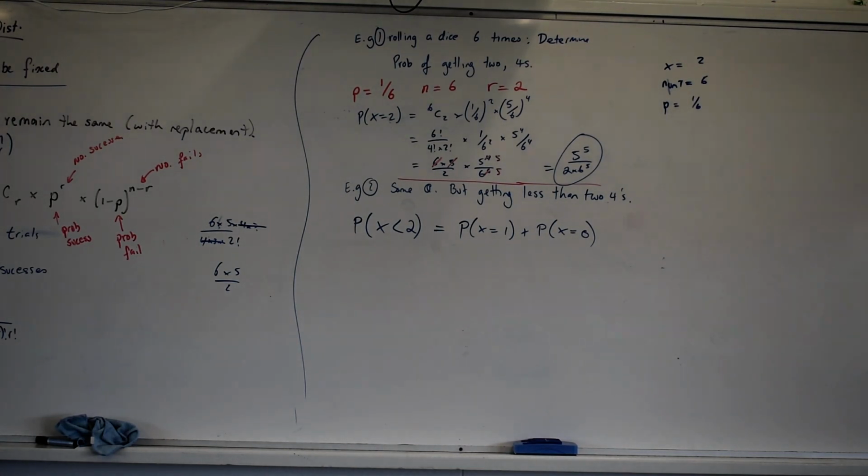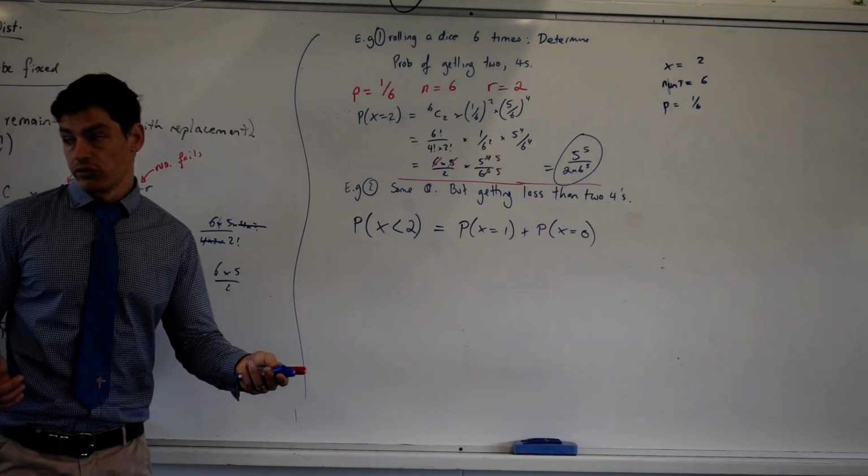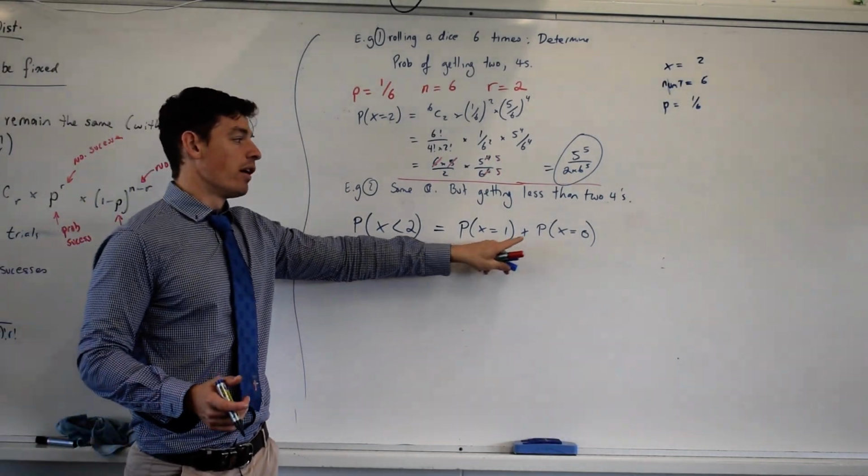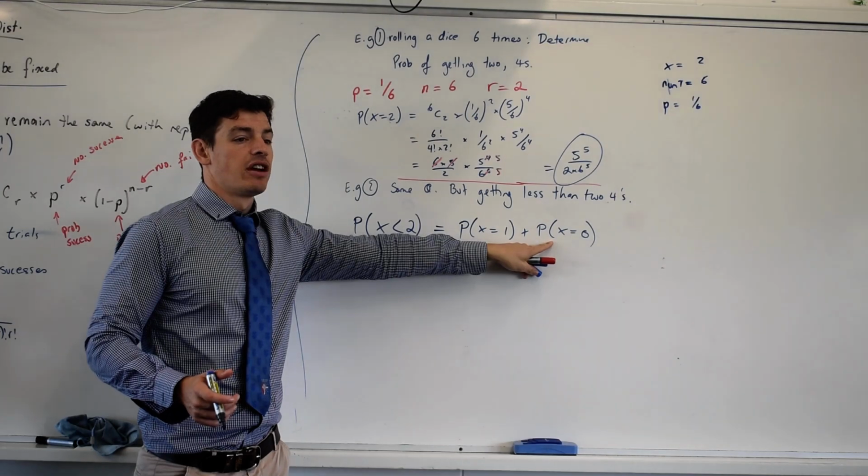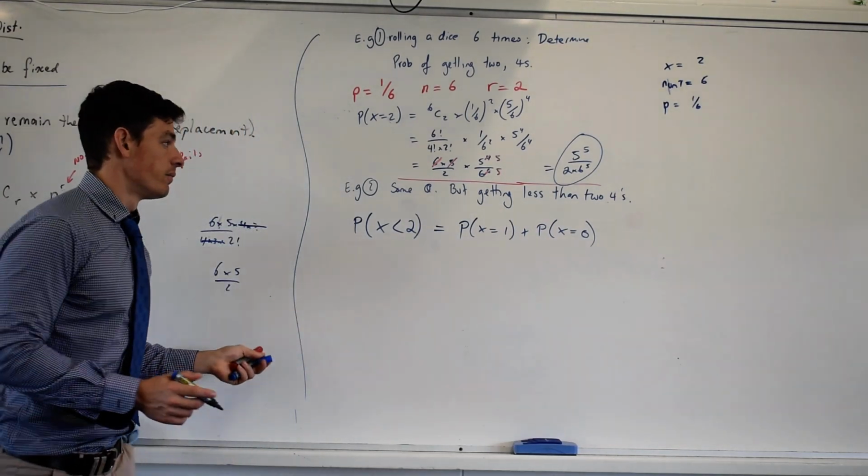You can roll 0 fours. So this is the number of fours, not the probability of getting a 2. This is the probability of getting 2 fours. And that would be the probability of getting 1 four, and that would be the probability of getting 0 fours.